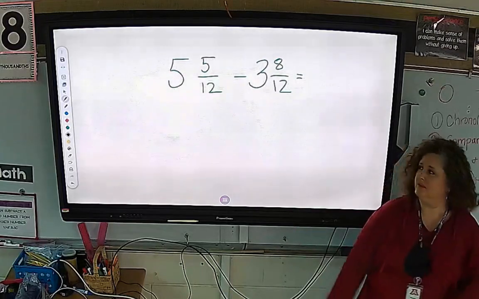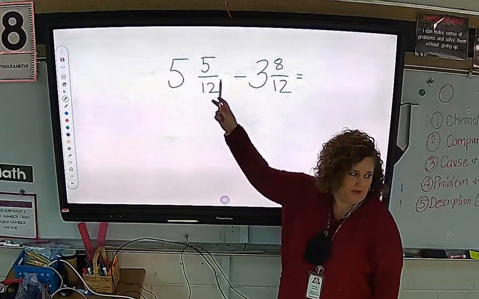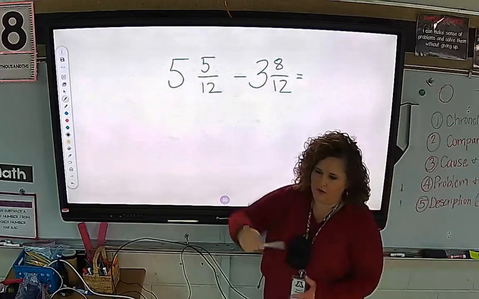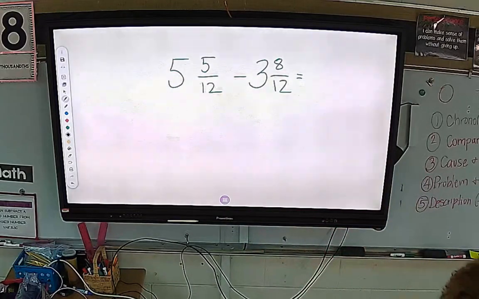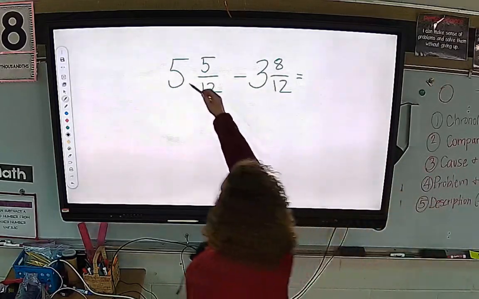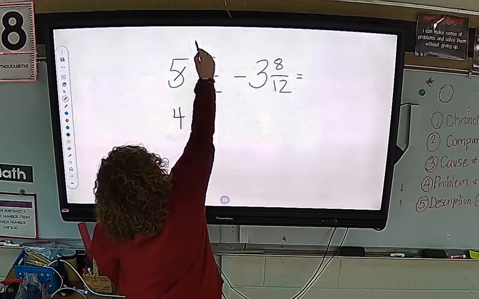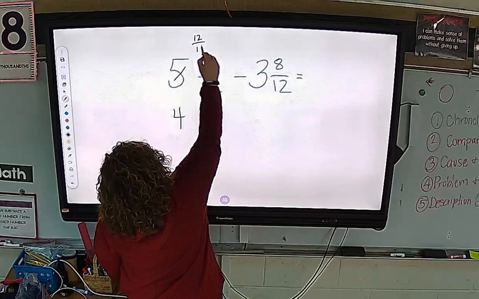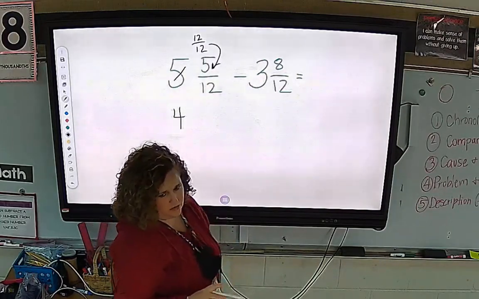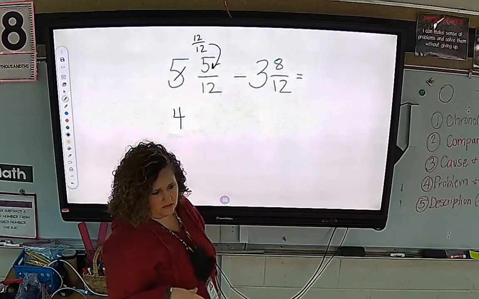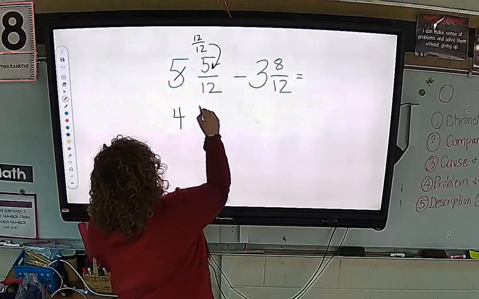All right, what Mason was saying is if we just borrow 1 from that 5 and open it up and put it here, we know every whole number is a number over itself, right? So if I borrow 1 from this 5 and change it into a 4, I'm giving 12 twelfths right here, but I've got to add them together. 12 twelfths and 5 twelfths is what? 17 twelfths.